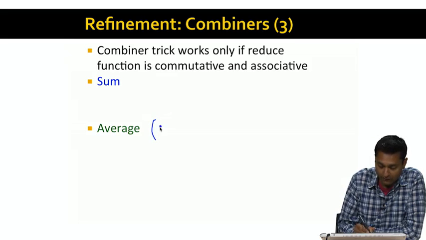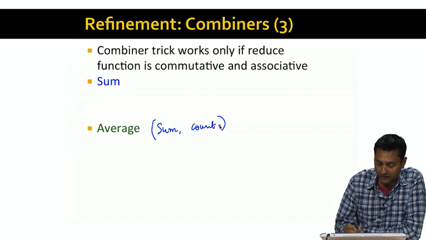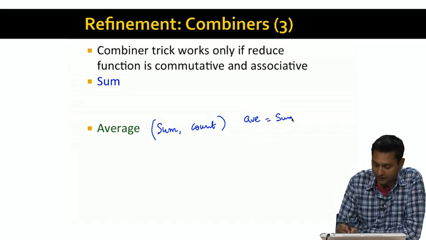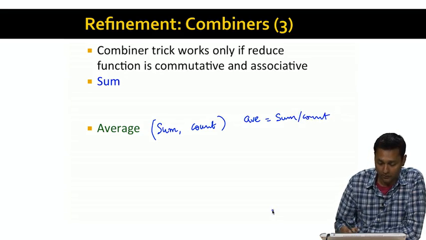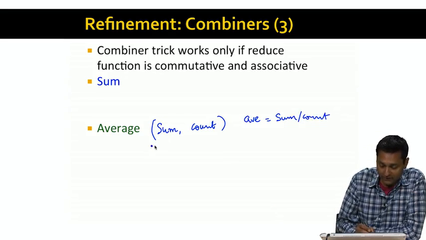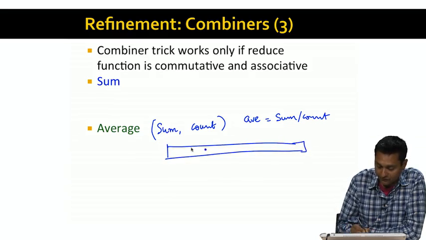Instead of using average as your reduce function, if the reduce function instead outputs a pair which consists of sum and count, then the average can be computed in one extra step. It's just the sum divided by the count. So if the combiner, instead of sending the average of all its values, let's say the key and values, and here are the chunks.